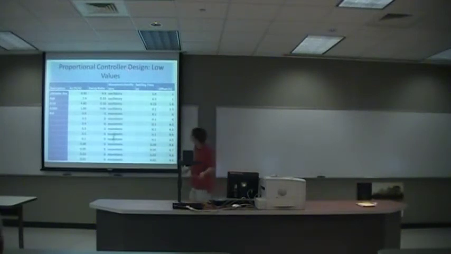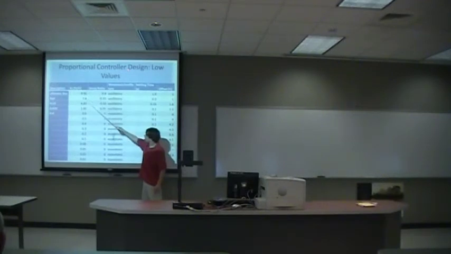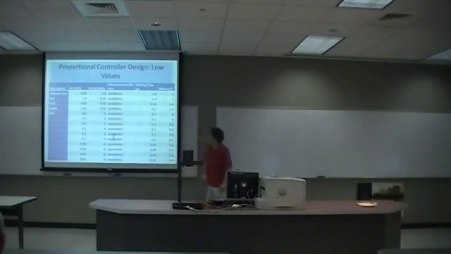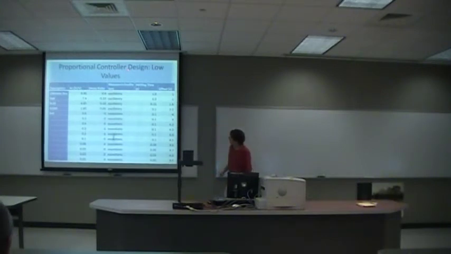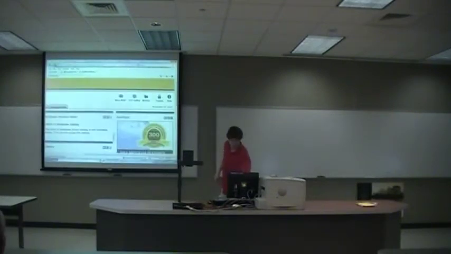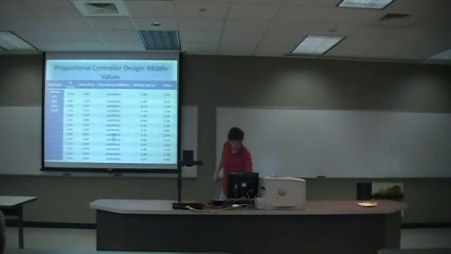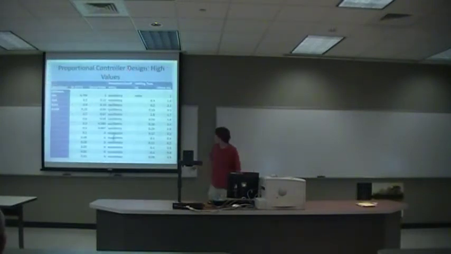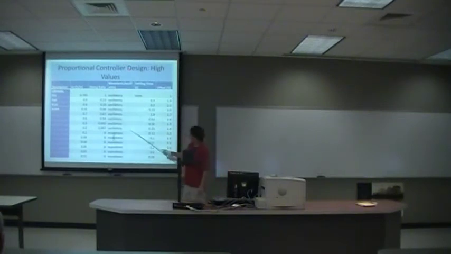This is as different controller gain values are inserted into lower values. This offset goes from 1 and slowly increases as that controller gain gets lower. Same with middle values, and then also with the higher values right here. And you can see it oscillates until it gets to a certain point, and then it just becomes monotonic as the value gets smaller.